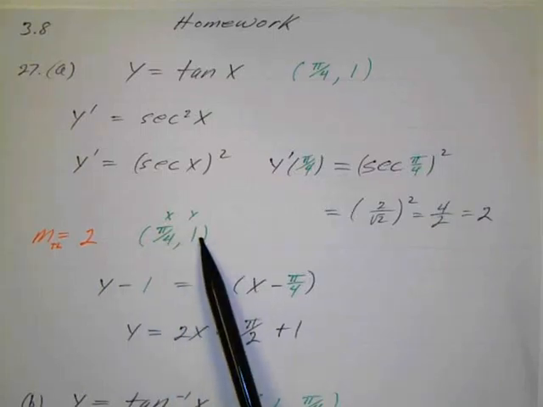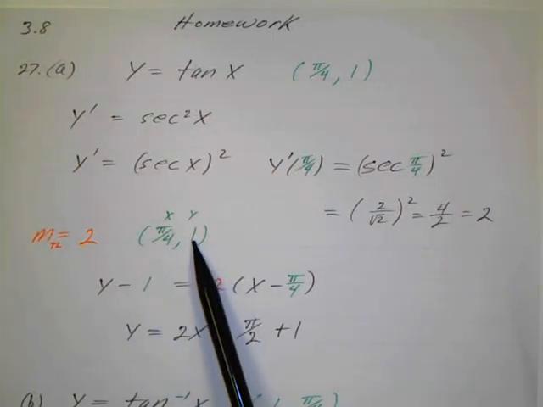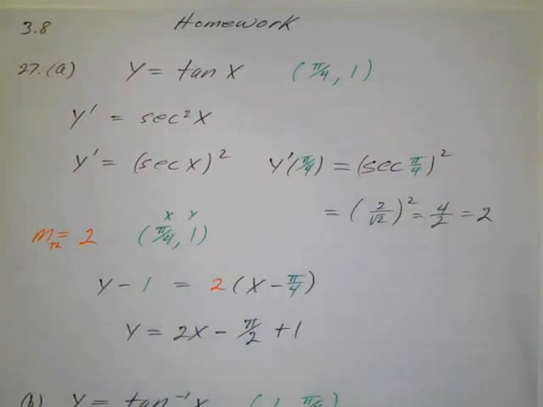There's my point of tangency. They gave me the y as well as the x, so I just put this in the point slope form. y minus y1 equals m times x minus x1. And then I can multiply 2x. 2 times pi over 4 is pi over 2, so this is negative pi over 2. Then if I add 1 to both sides, plus 1, and that's the form they left it in.